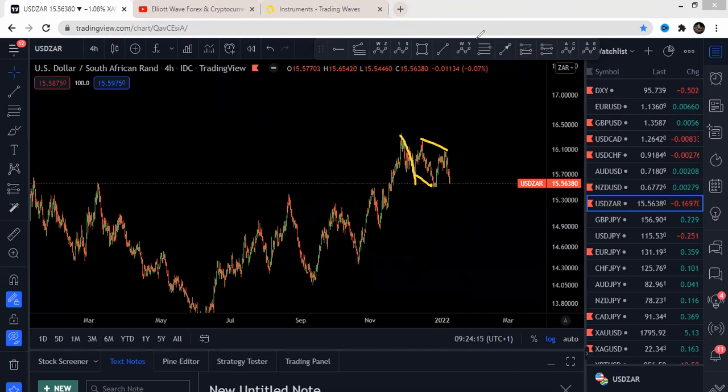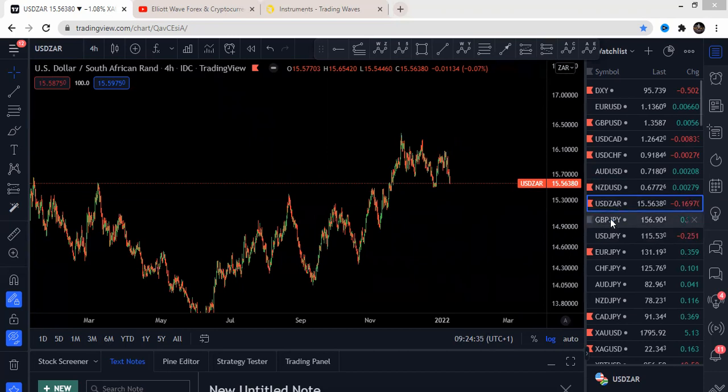We've got 3 waves down. Let's show it clearly. We've got 3 waves down, we've got 3 waves back here with a complex B here, and it is still coming down to around this level. So possibilities are for US dollar ZAR to come back to around 1530 before any resumption of the move to the upside. A clear case of a WXY pullback here on the 4-hour on US dollar ZAR.